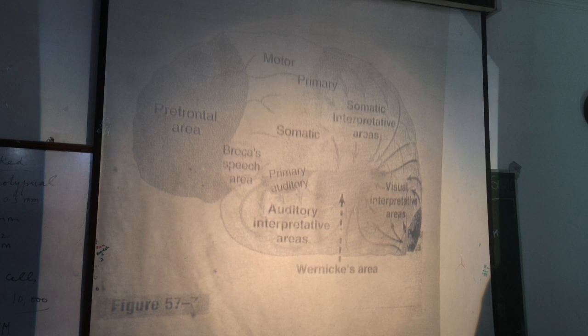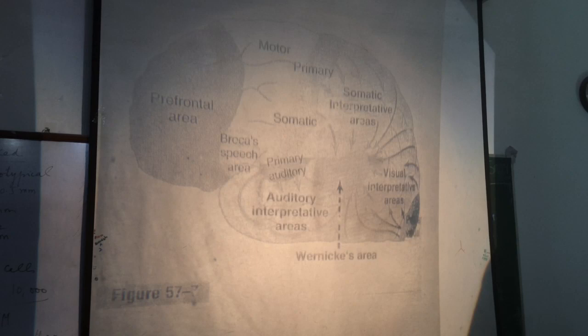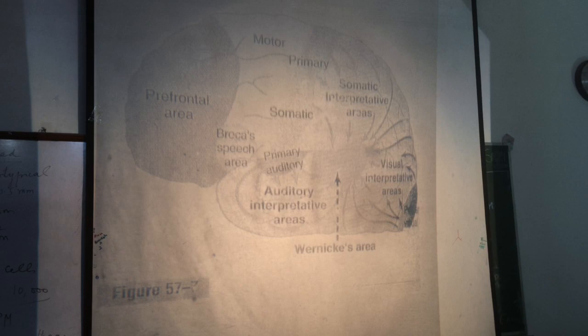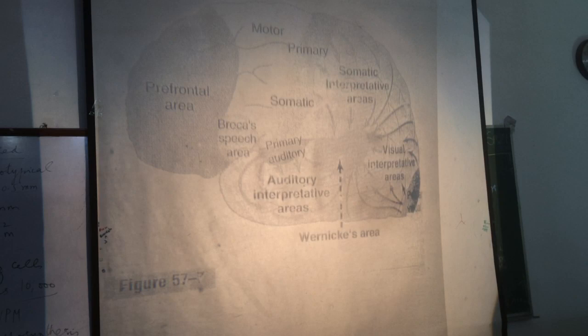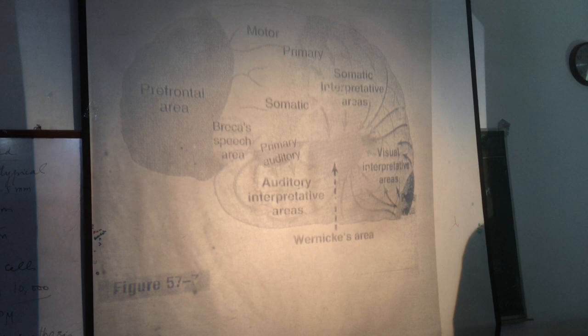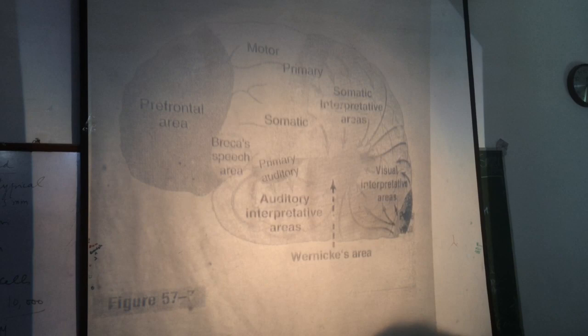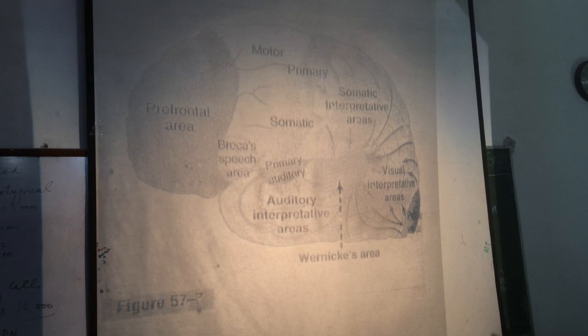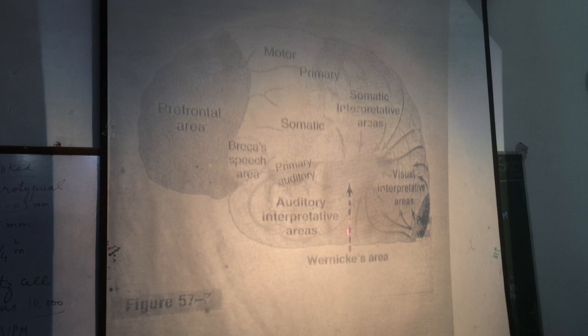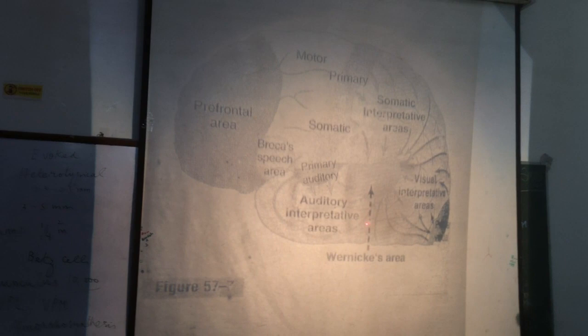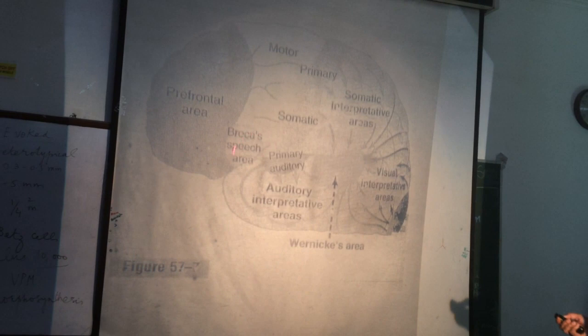What to be spoken, what to be written is decided. Thoughts are formulated. Words are chosen. Words are arranged into sentences. And then from this area, impulses are carried by the arcuate fasciculus to Broca speech area, which is the motor speech area.